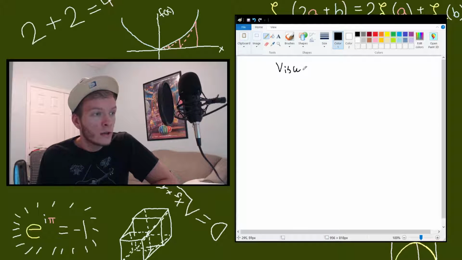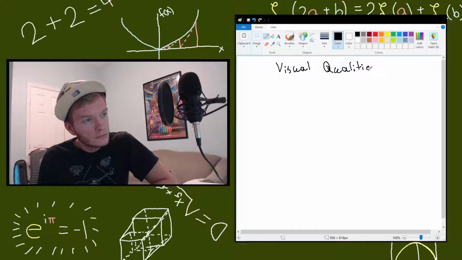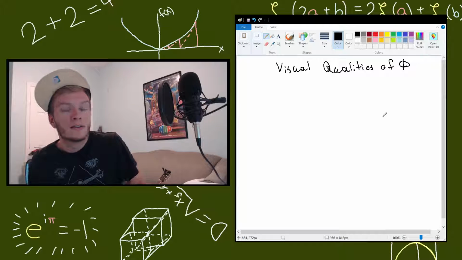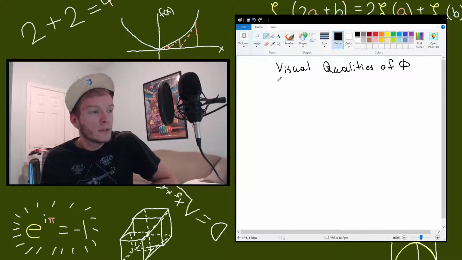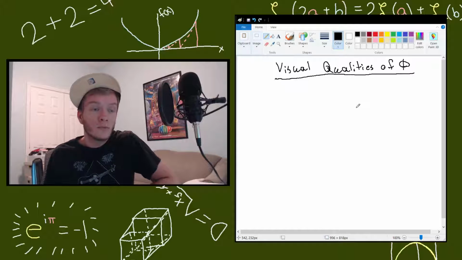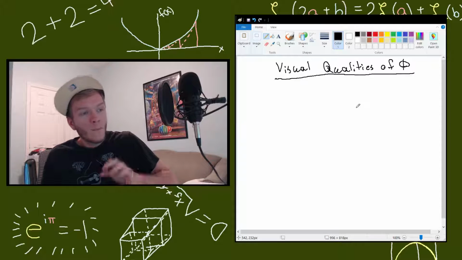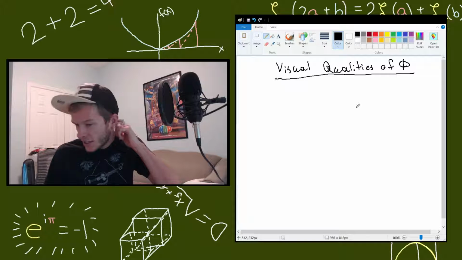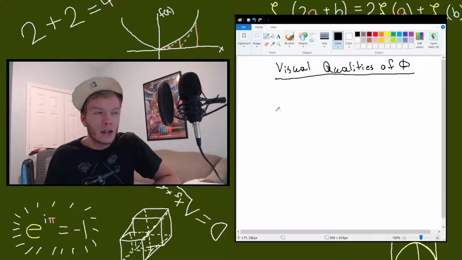So the visual qualities of the golden ratio, of phi. Some people say phi. I disagree. So we are talking about the visual qualities of the golden ratio, and why this is a cool ratio is that it actually shows up in nature, and we'll get to that in a little bit.